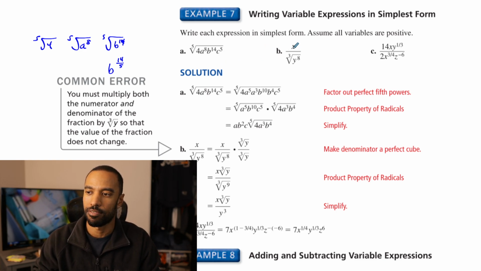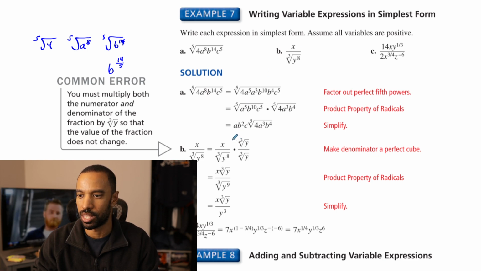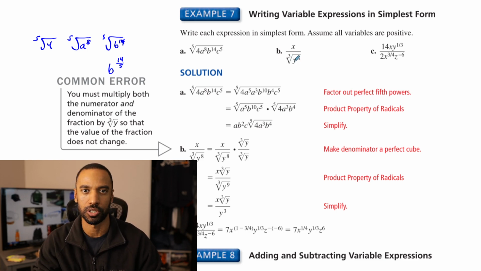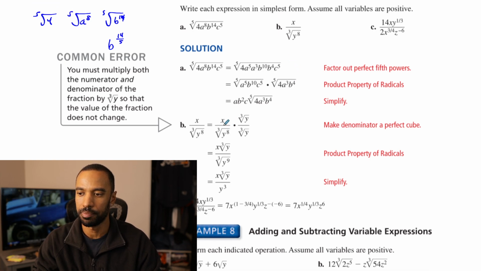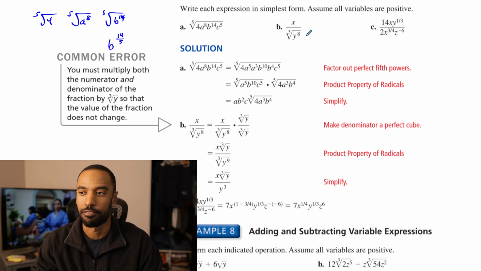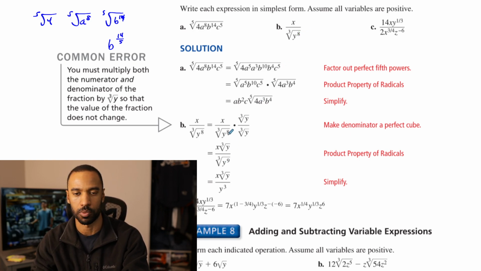Part B, we have x over the cube root of y to the 8th power. Now, this is one of those things where you can choose to either rationalize the denominator first or simplify the radical first and rationalize what's left. Looks like they're going straight into rationalization. So they're going to multiply this bottom part by something that you can divide by 3, basically. If I can turn this into y to the 9th, then I'll be good. So I just need to multiply by an extra cube root of y. So that's what they're going to do.